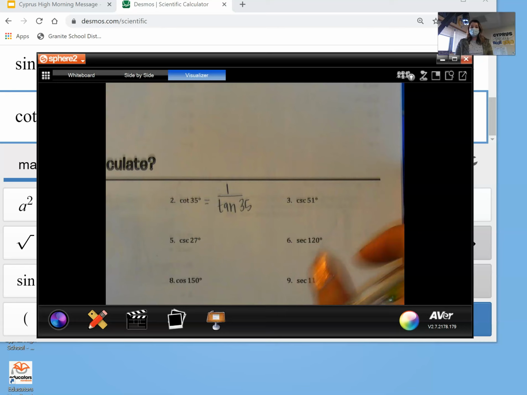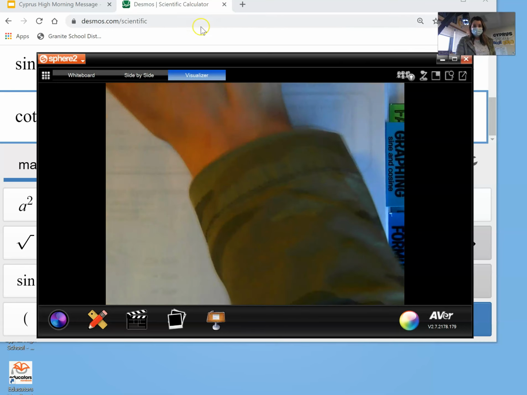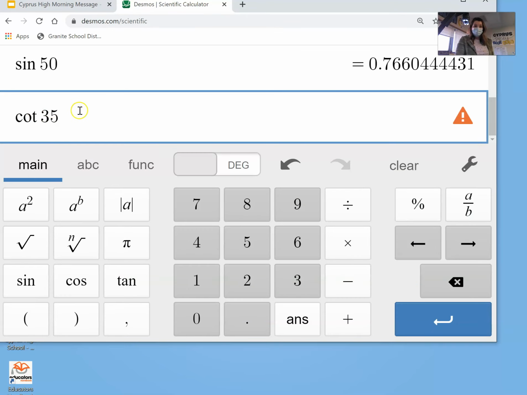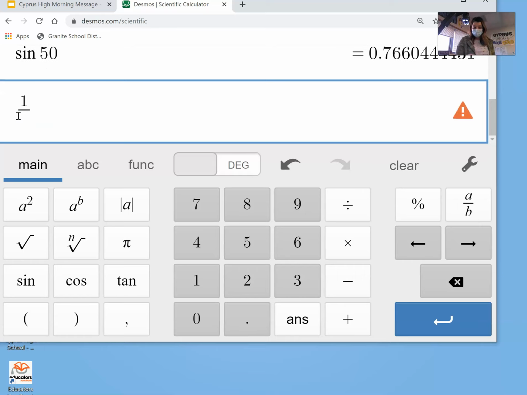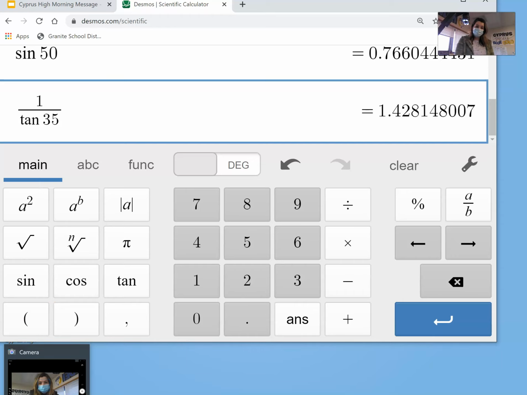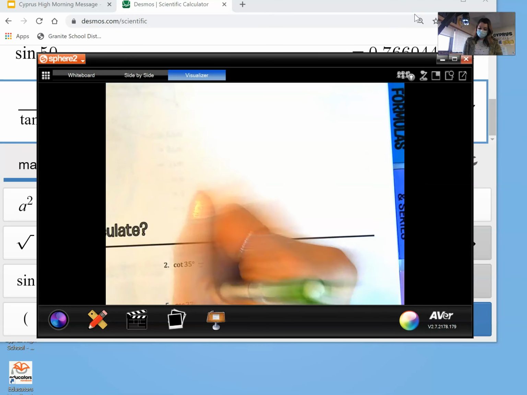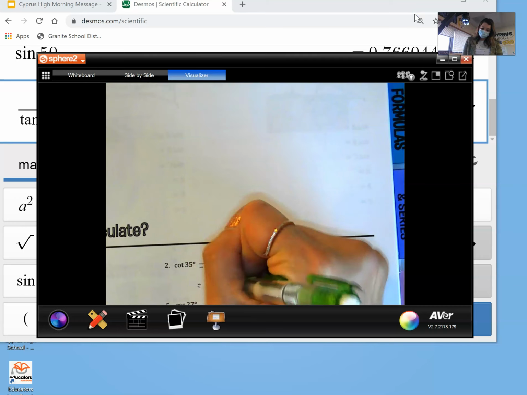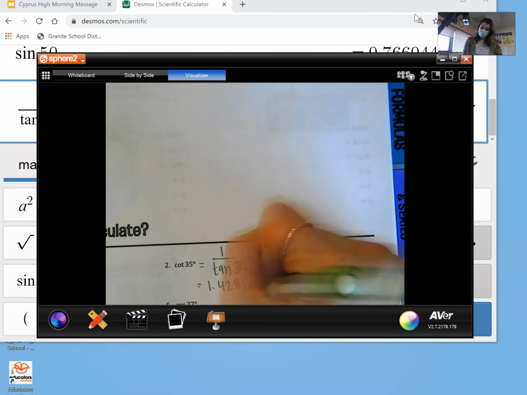So now we can type into Desmos 1 divided by tan 35, and it will compute that for us. So we write down 1.4281. That's not what I wanted. So we're writing down 1.4281.